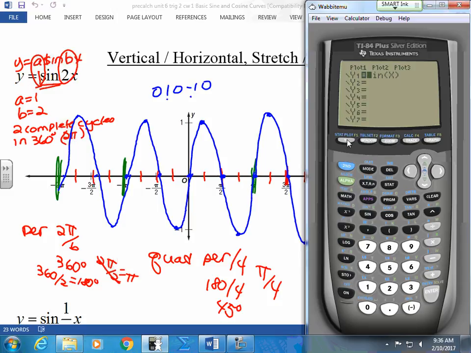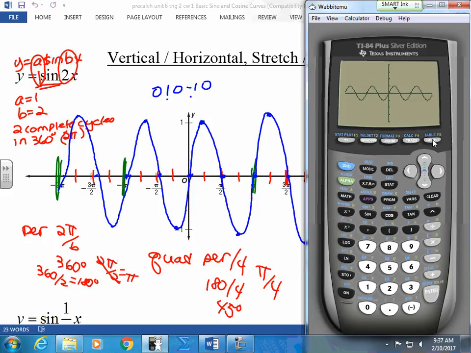I'm going to go in there, and I'm going to say 2x. Now, how many curves do I expect to get? If I change that frequency to a 2, how many curves do I expect to get? I expect to double it. I expect to get 2 curves, and let me see if that's true. So there's 1, there's 2.